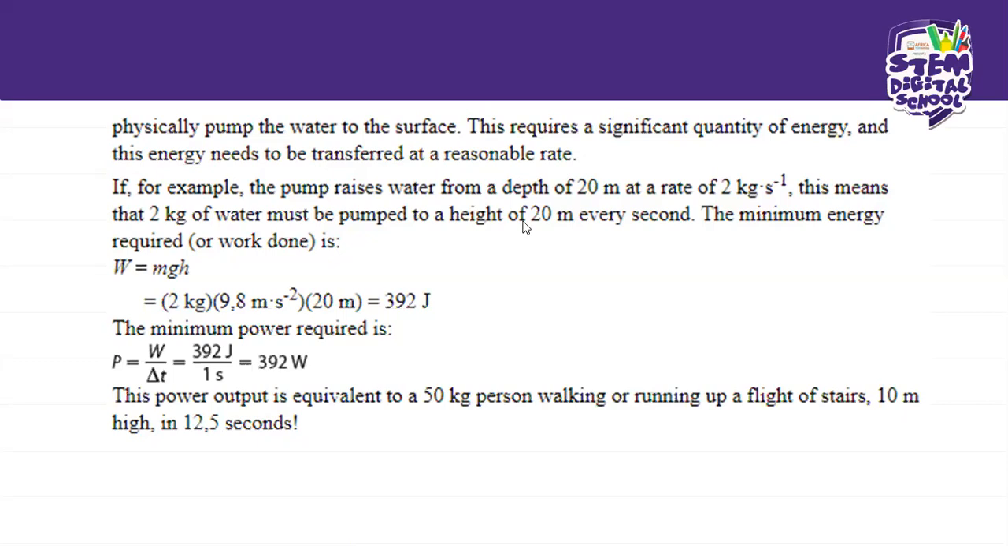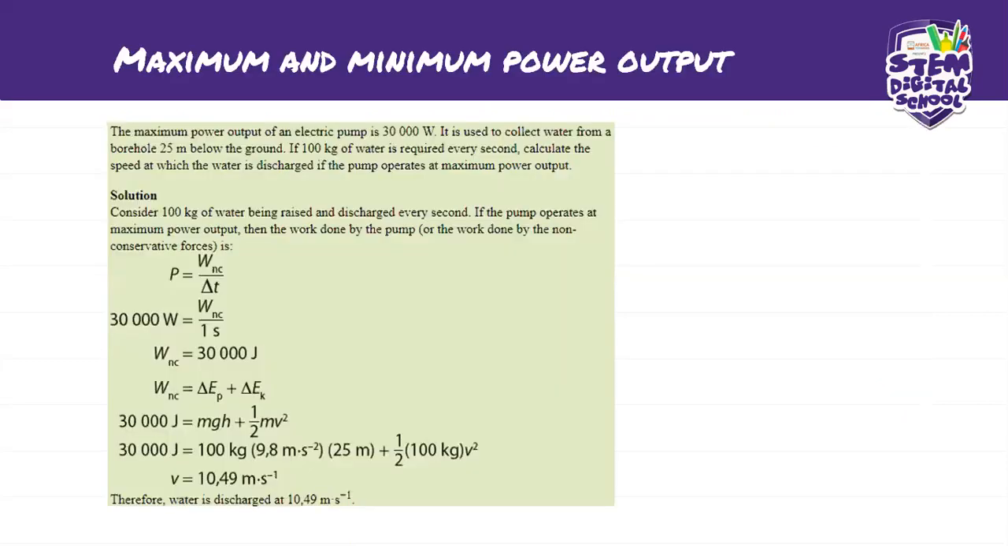And then the minimum power, after we get our work, will be work divided by change in time. And in this case, it's 1 second. And this will be our answer. So this power output is equivalent to a 50 kilogram person walking or running up a flight of stairs 10 meters high in 12.5 seconds. So you see, power is a very interesting thing as it works according to time. So, maximum and minimum power.